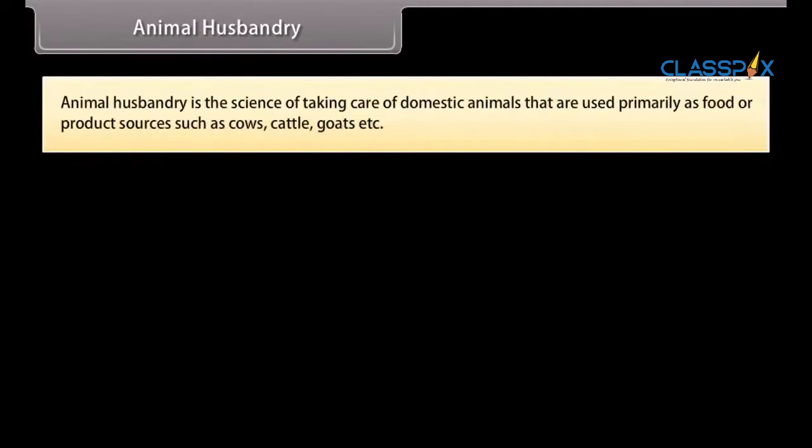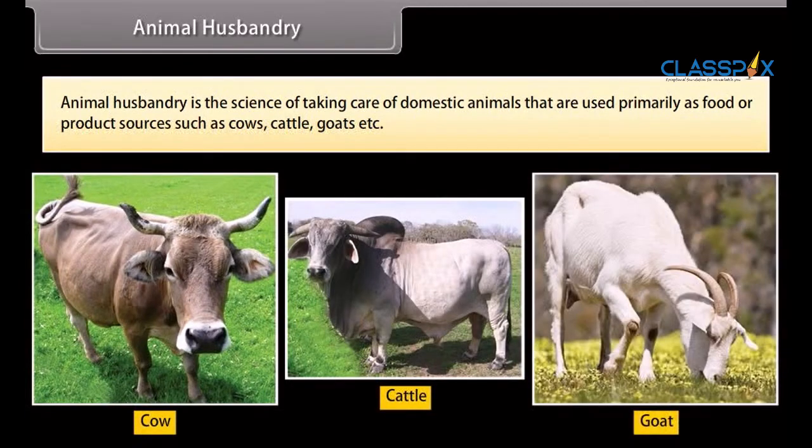Animal husbandry. Animal husbandry is the science of taking care of domestic animals that are used primarily as food or product sources, such as cows, cattle, goats, etc. Management of farms and farm animals.